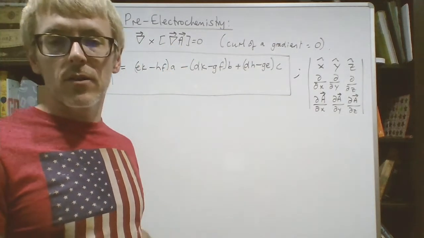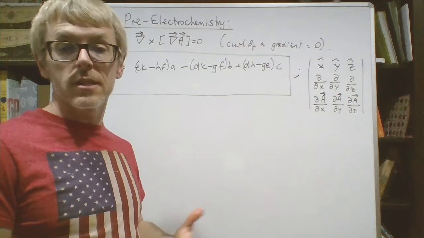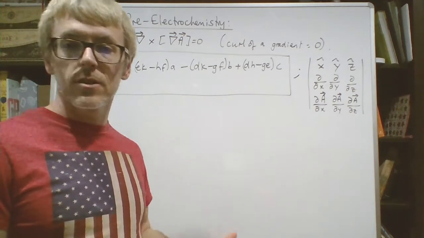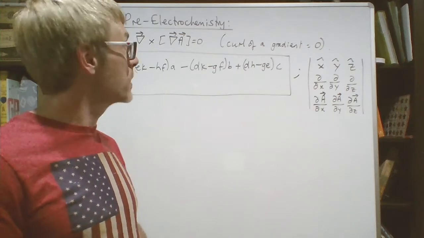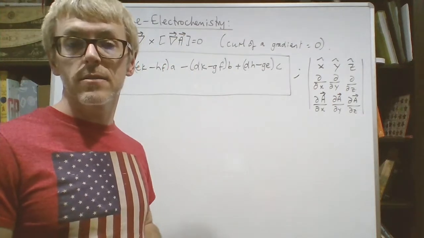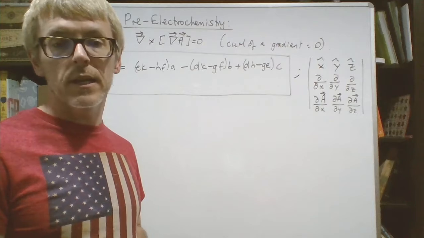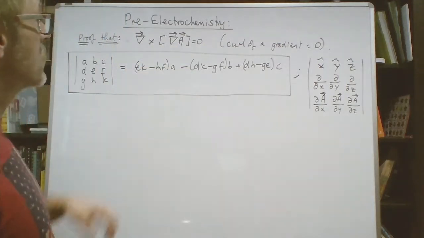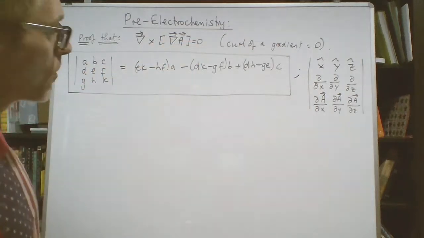So a gradient, you'll know by another name, it's just a slope. And forces act on slopes, etc. So we're going to rely on gradients, curls, and divergences a little bit in electrochem. So we're going to show this important conclusion that the curl of a gradient is 0.